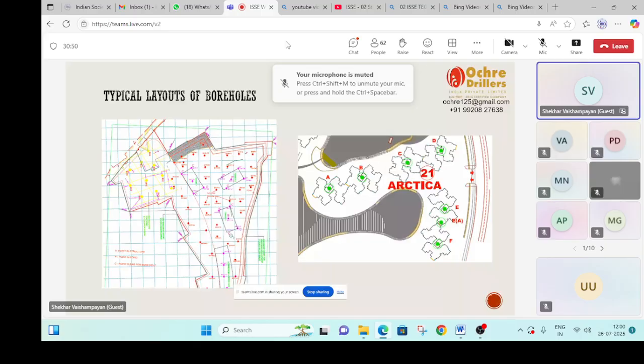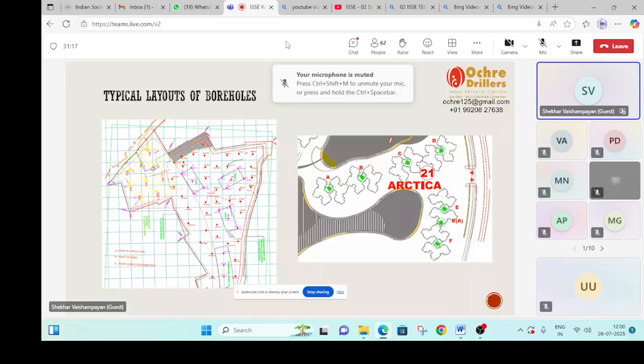In this irregular shaped plot, the location of the building is already planned and finalized. So what we do is make sure that at least one borehole serves each building site. We have drilled one bore at the center of each plot. You can see those green dots there. Buildings A, B, C, and D all have been given one borehole.